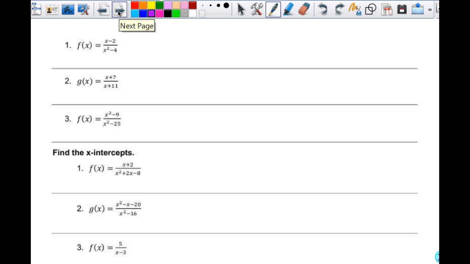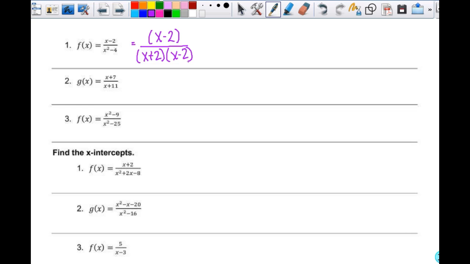So all we're looking for is domain here. The first thing I need to do for all of these is factor so I can figure out what's happening. So I get x minus 2 over, can I factor this? Yes, that's x plus 2 times x minus 2, because it's a difference of squares, right? Now, can I reduce something here? Yes, but I'm finding domain, so I don't care, right? I have to do it before I reduce stuff.